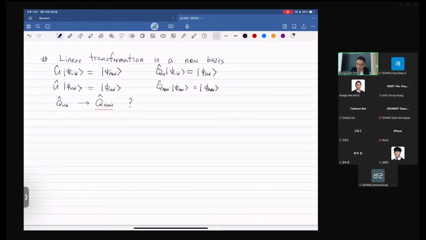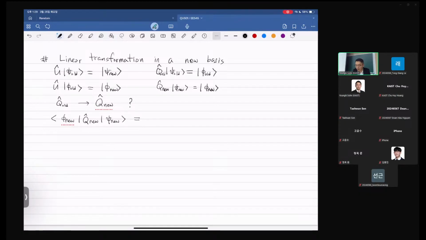It's very confusing. So we will evaluate this expression, sandwiching the operator between these. Let's go one by one. First, I'm going to convert phi new. I think there's a typo over here. Oh, right, thank you. Let me fix. Phi new, it needs to be new. Right. New.